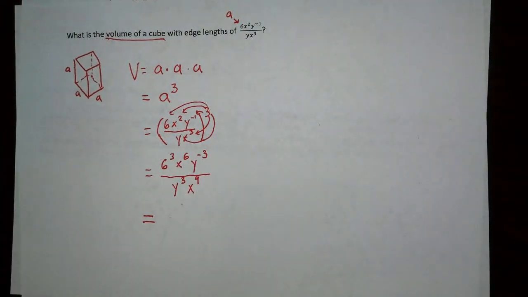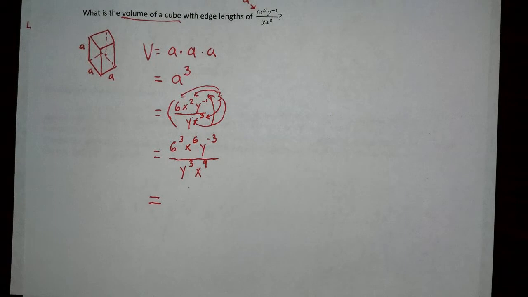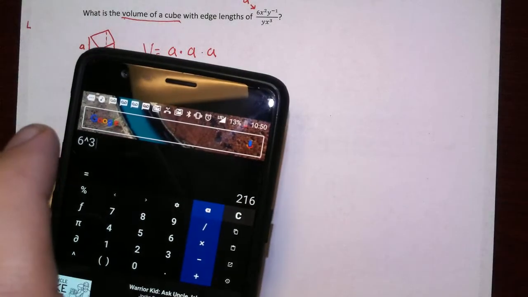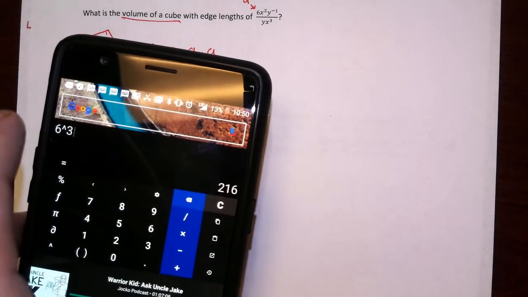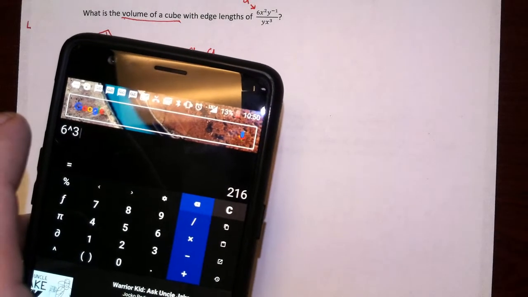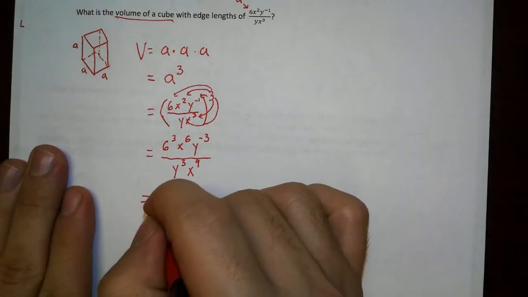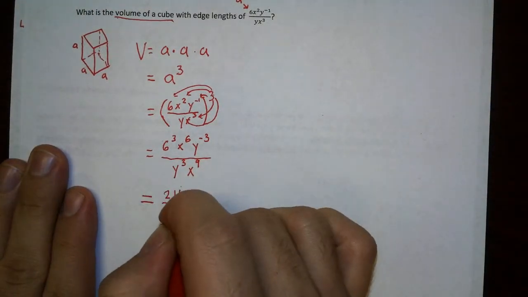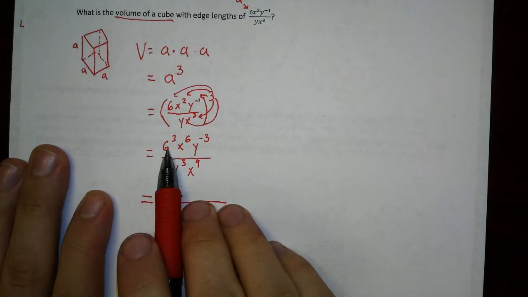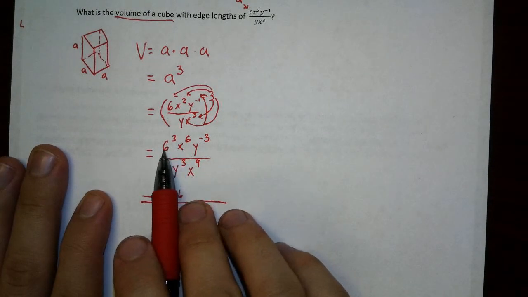Okay, so now let's go ahead and simplify this as much as we can. Let's get rid of the exponent on our 6. So let's calculate 6 to the power of 3. So that's just 6 times 6 times 6. And I'm cheating, I know, I'm using my calculator, but that's okay. This is what calculators are for, big numbers like this. So 6 to the power of 3 is 216. Okay? Now, so that was taken care of.